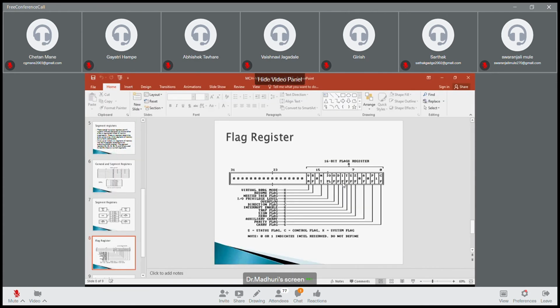Now in the 386 microprocessor, does anybody have any doubt? I think no doubt. The flag register of the 386 microprocessor is 32 bits, that is 0 to 31. We have already seen the 8086 flag register. Some flags are common between the 8086 and 386, so we will go through them one by one.